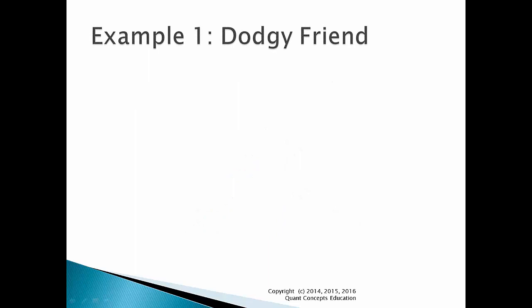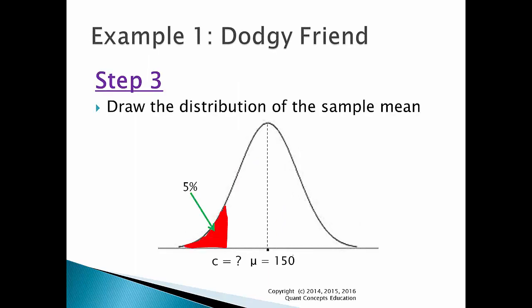Okay, so back to our example. Recall that the third step is drawing the distribution and the rejection region. Now, the tricky part here is figuring out the critical value, which is the cutoff value for the rejection region.